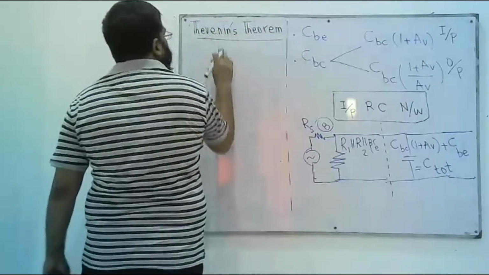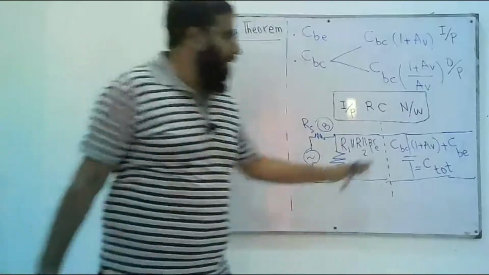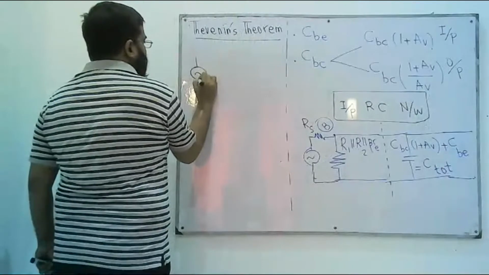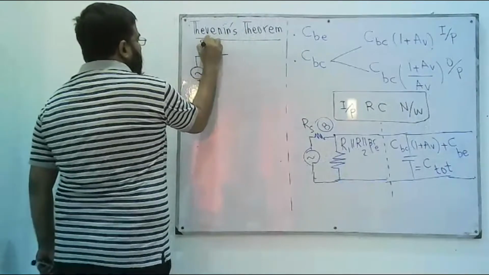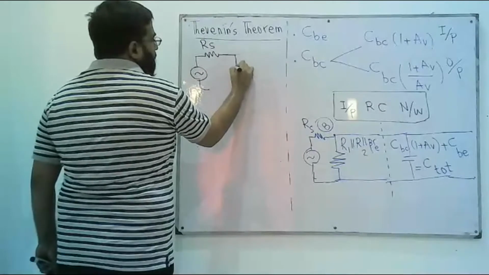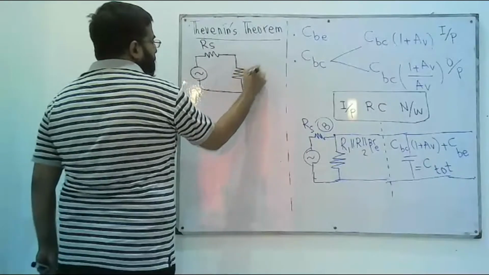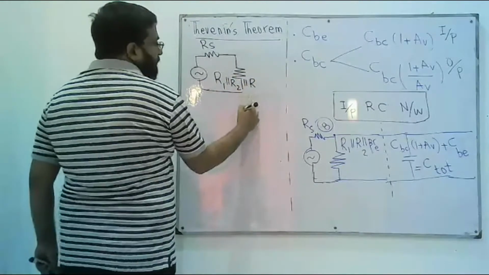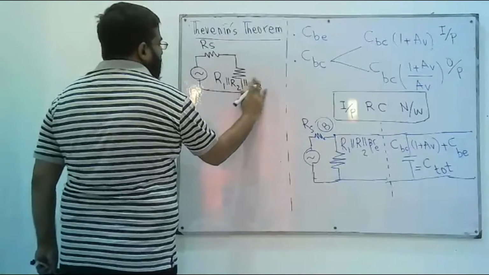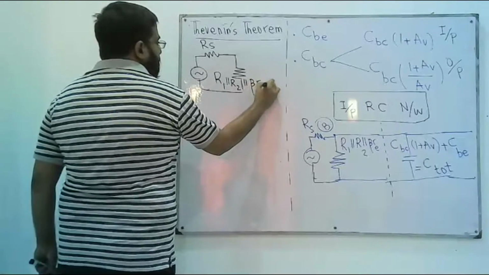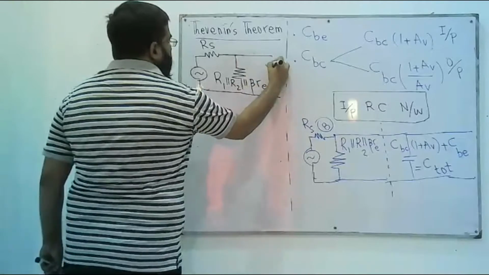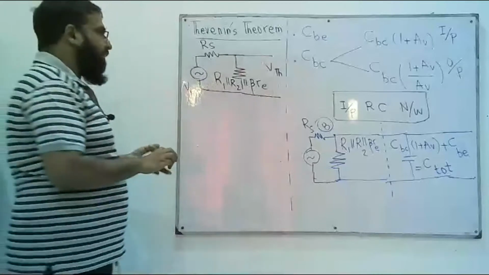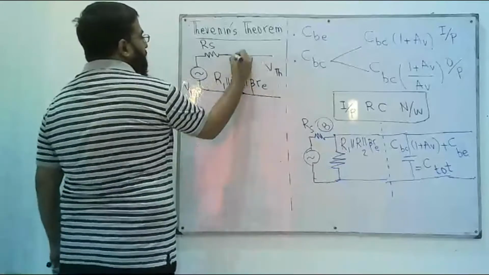So the first step of applying Thevenin's theorem is that we remove the load. If we remove the load, we are left with this circuit: this source in series with the source resistance Rs, and then in series with R1 in parallel with R2 in parallel with beta Re. And we have to find this voltage, and we'll call it V Thevenin. So we can straight away find this voltage using VDR, the voltage divider rule.